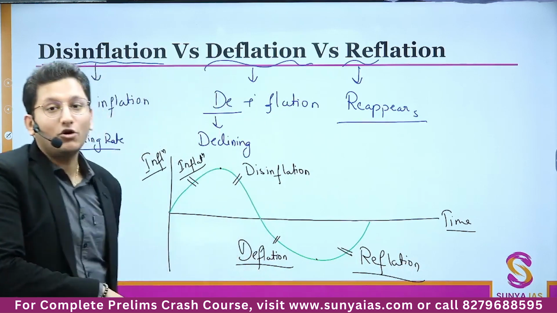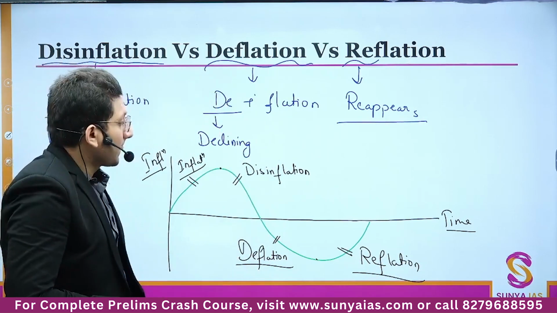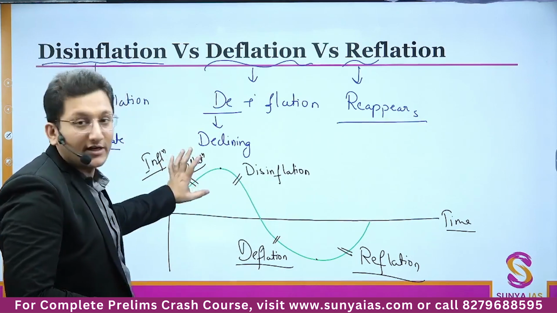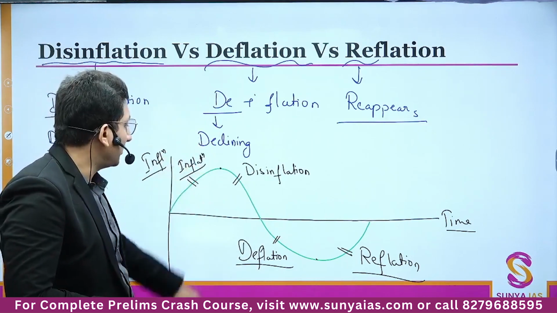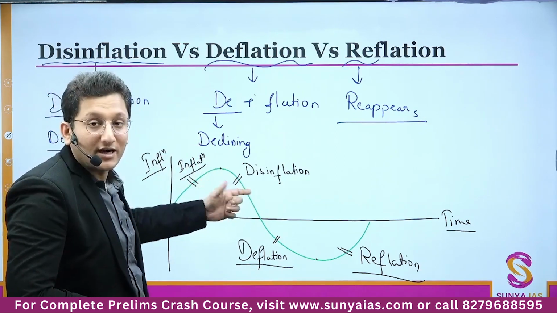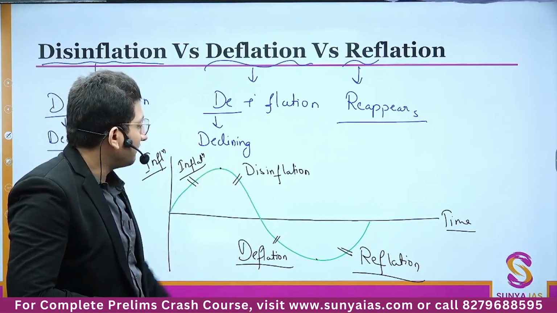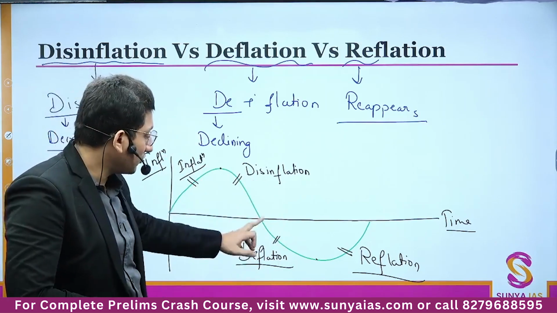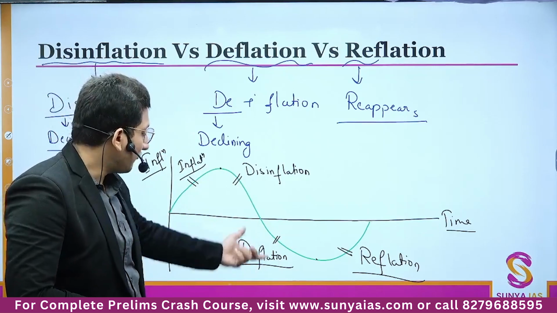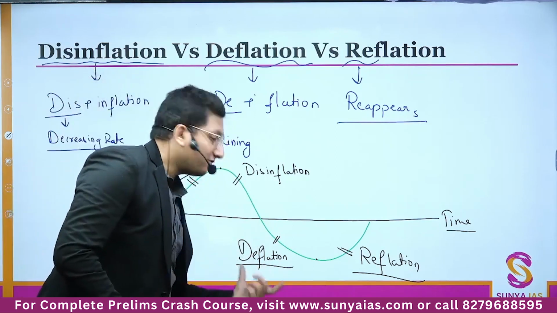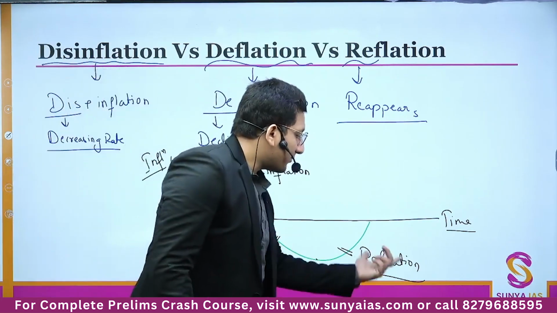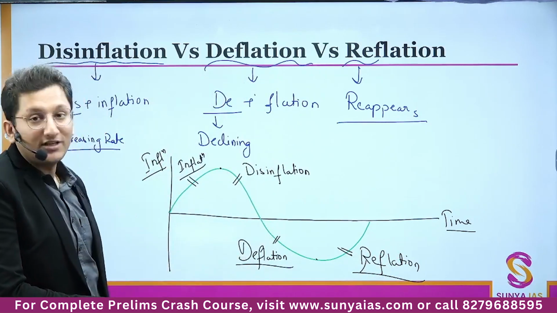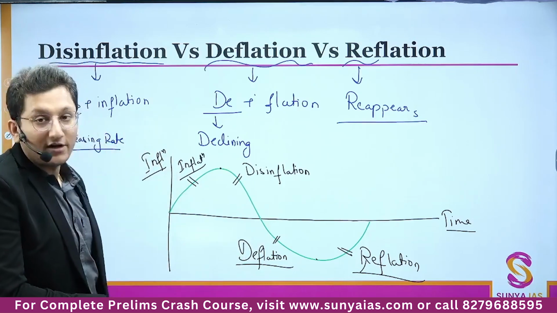Right? That we will call reflation. Clear from here? Everything? So that is the increasing rate of inflation, that is what we call inflation. And when the prices are decreasing, on the decreasing side, that we will call disinflation. And when the rate of inflation falls into negative territory, that we will call deflation. And then when it reappears again, that we will call reflation. So that is the difference between the three: disinflation, deflation and reflation.